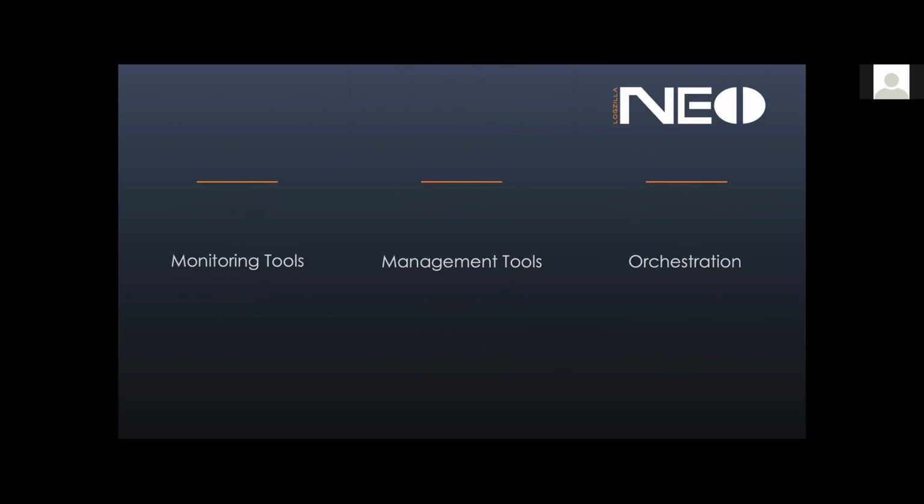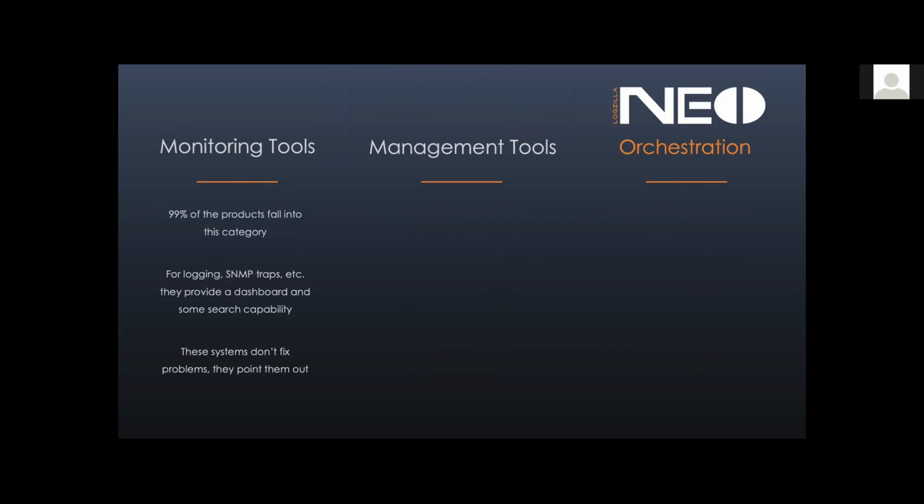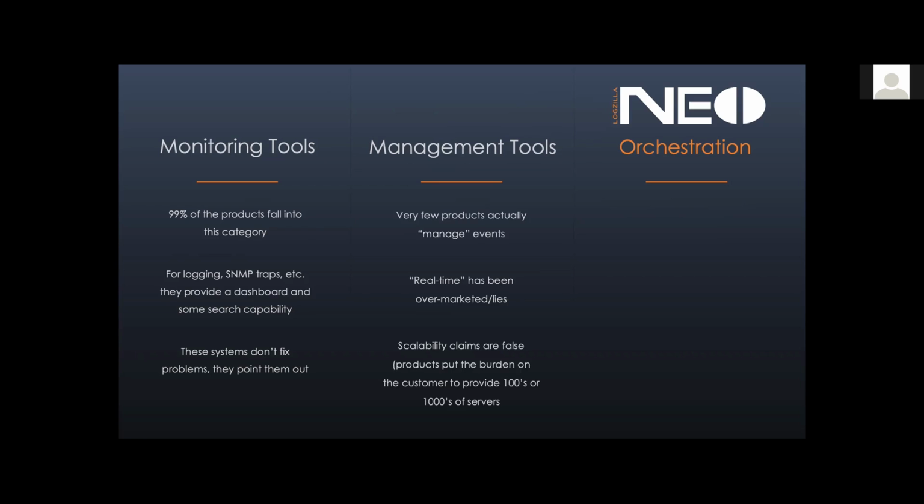So let's take a look quickly at monitoring tools, right? On the left side, you'll see this is about 99% of where it comes in. And when I was at Cisco Live, I used to try to define with the crowd there what the difference is between monitoring and management, right? This is where they all seem to fall these days. On the management side, some of them are making the right attempts, but they don't actually manage it.